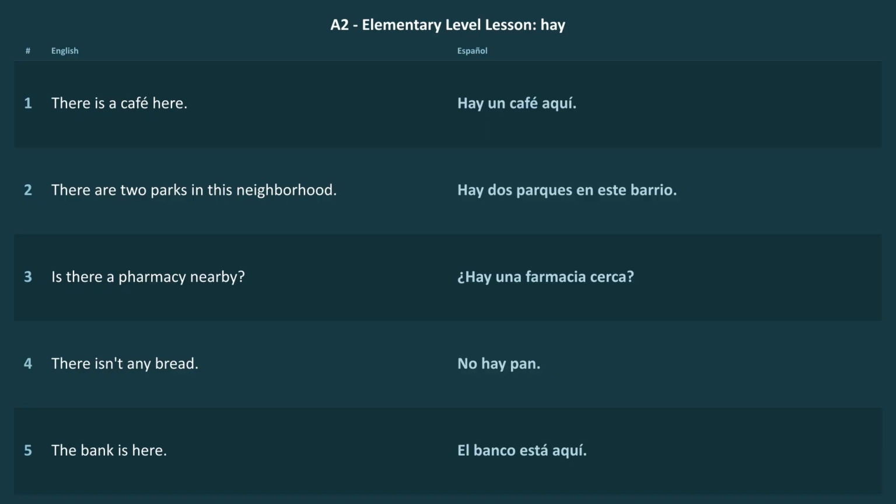Hay dos parques en este barrio. Excellent. And barrio is neighborhood. Very common word. You might also hear zona for area.